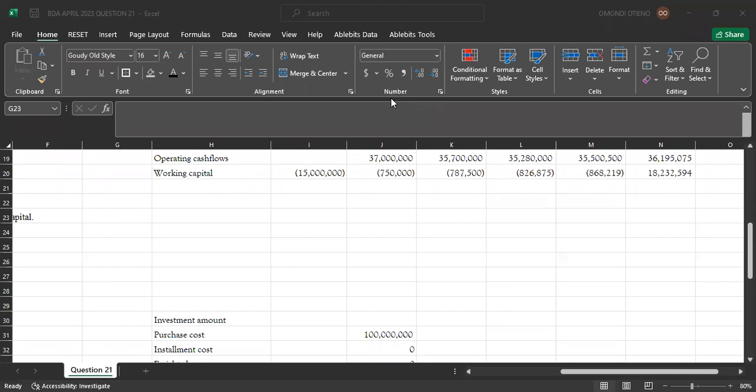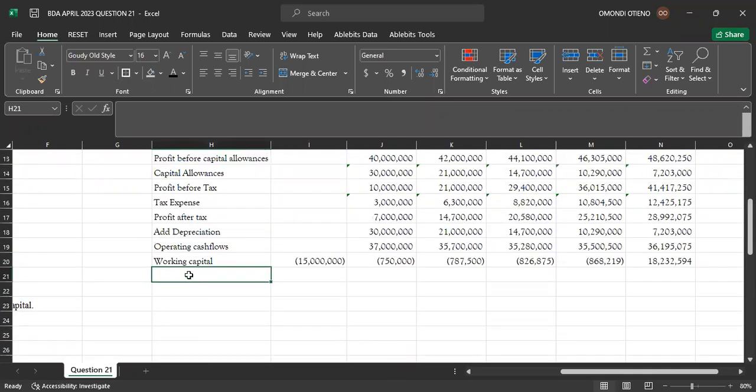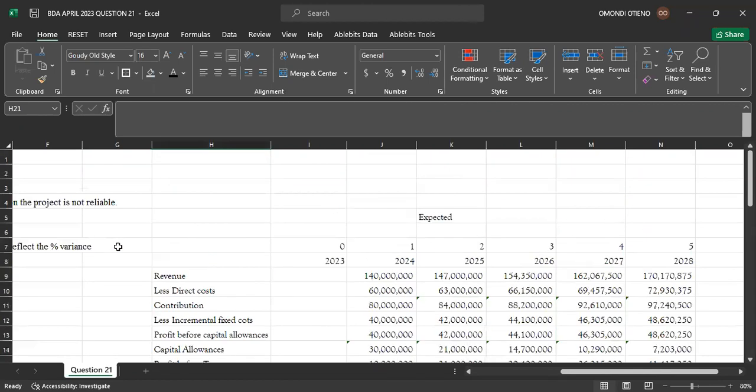Okay, I think that has been explained. After working capital, there is something that we need to take care of. Do we have proceeds on disposal? Proceeds on disposal, do we have anything of that kind?